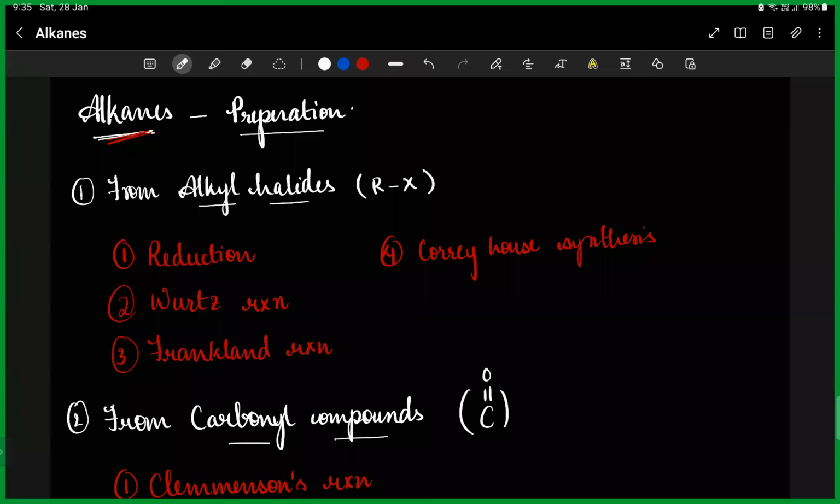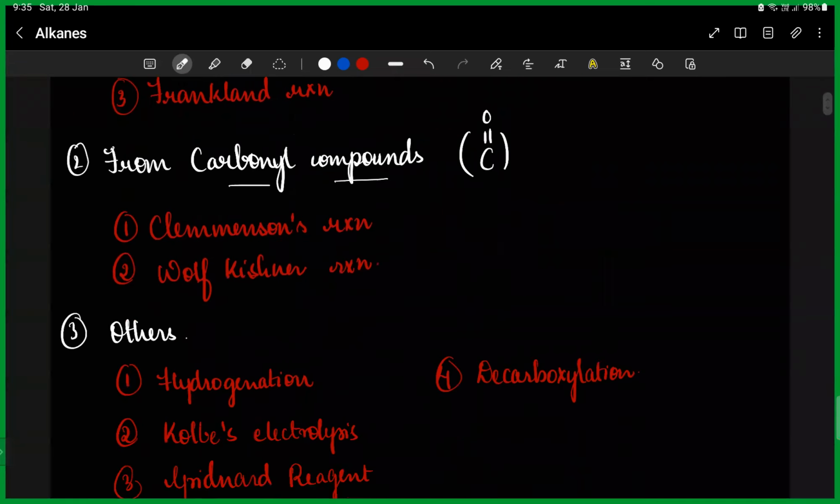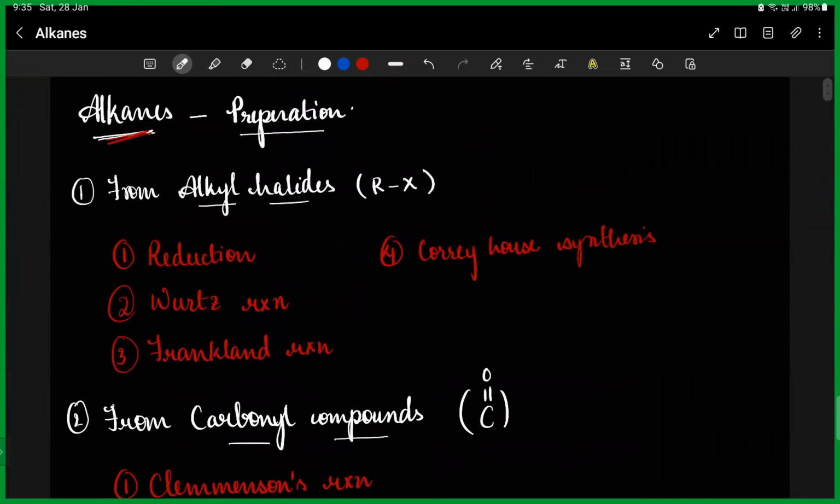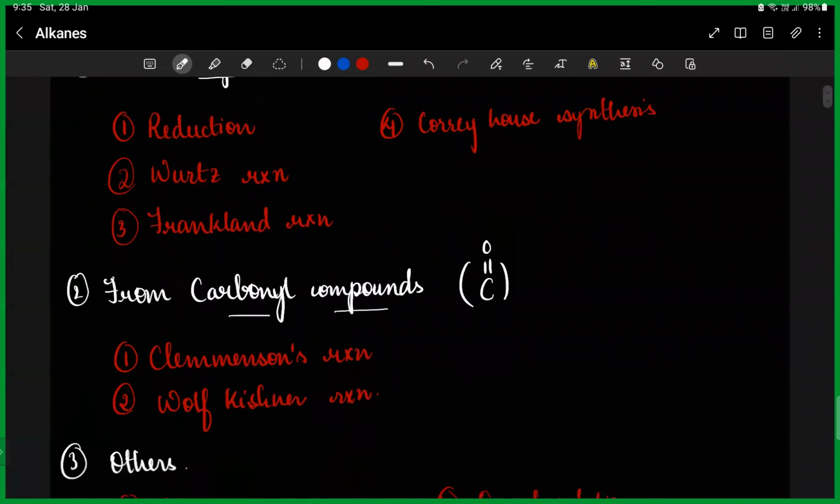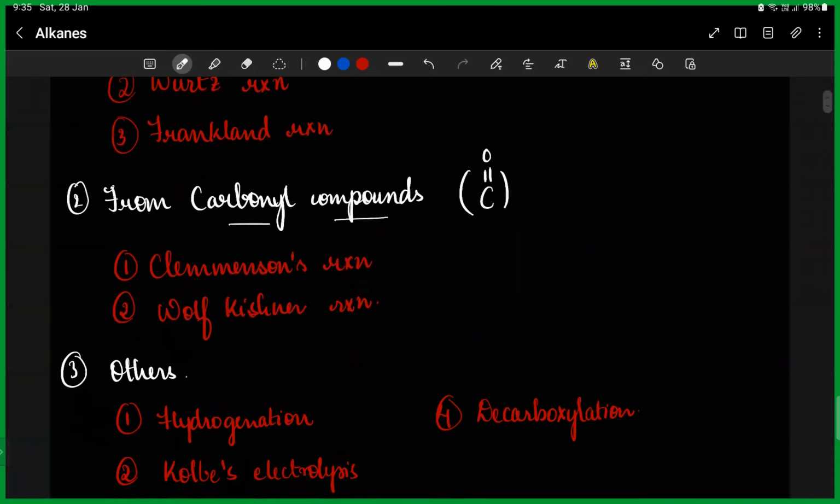Alkanes can majorly be prepared from three rough categories. The first category is from alkyl halides. Alkyl halides means RX. There are four different reactions you can do to alkyl halides so that you get alkanes. The second category is from carbonyl compounds. Any compound containing C double bond O in them is called a carbonyl compound. Under carbonyl compounds you have two reactions, Clemmensen's reaction and Wolff-Kishner reaction. With these reactions, you can get alkanes.